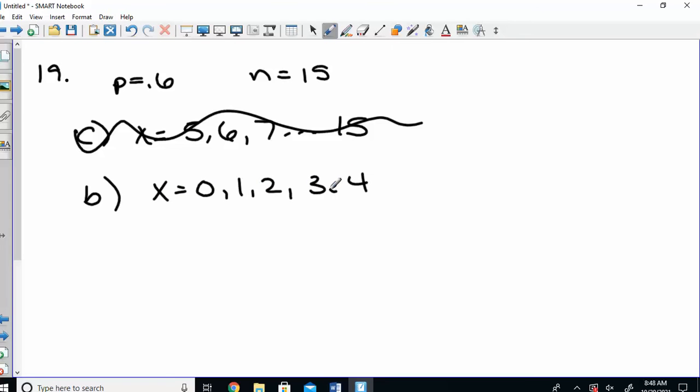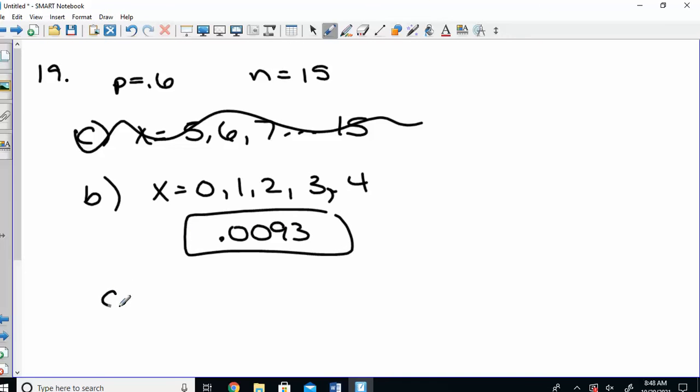All right, so fewer than 5. So that means x could be 0, 1, 2, 3, or 4, right? Is 0.6 on your table? Yes. Since we're adding all these up, that would be an excellent time to go to your cumulative table. That's table 4. Our n is 15, which is the very back of your packet. p is 0.6. And we are adding up everything to 4, so you go to 4, and it gives you 0.0093.